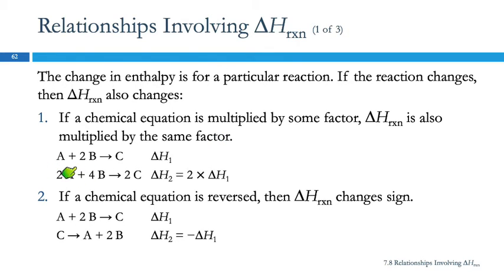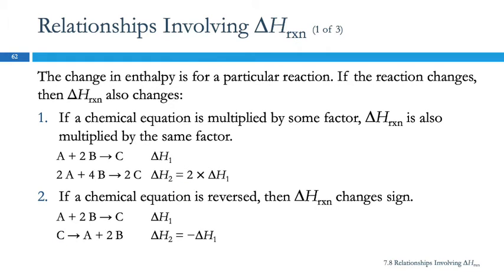Here we have this chemical reaction, and it's got a delta H. What we've done down here is we've multiplied all the coefficients by 2. We're using twice as much stuff. So then the energy change should be twice as much, right? So we're multiplying this by 2.